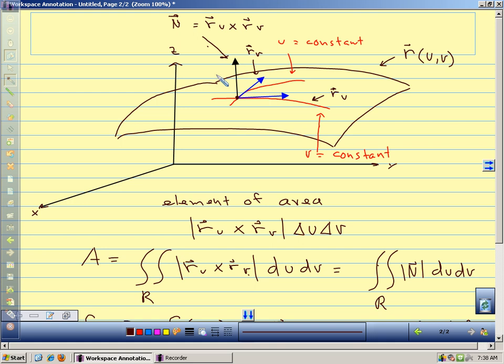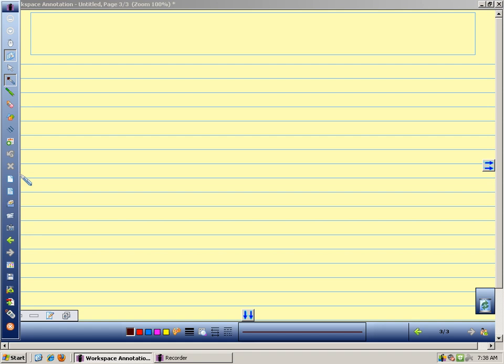All right, let's look at a couple of examples of calculating with parametric surfaces, a surface area and a tangent plane problem. And that's all we're doing today.